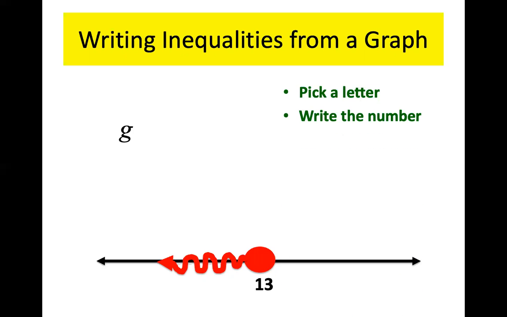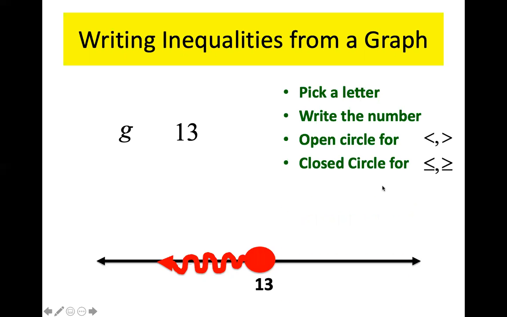Step number 2, there will only be one number underneath the circle. The circle will either be open or it will be closed. So underneath the circle, open or closed, will be a number. That number goes right smack there. The only thing left to do now is to put the inequality.